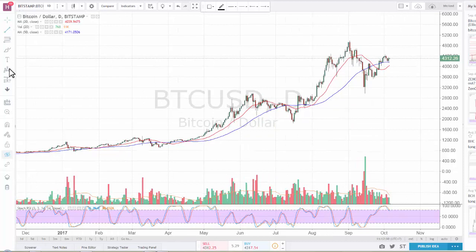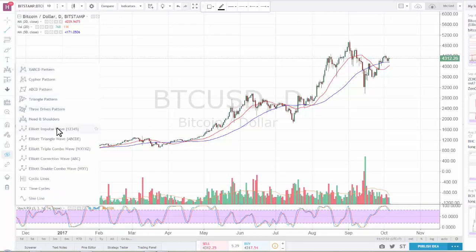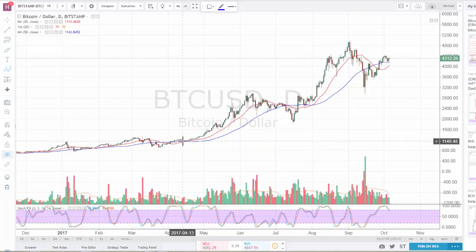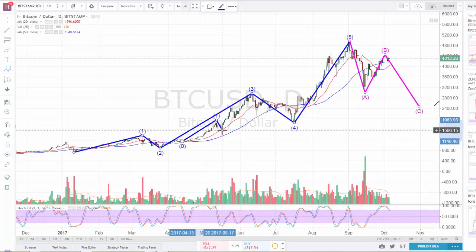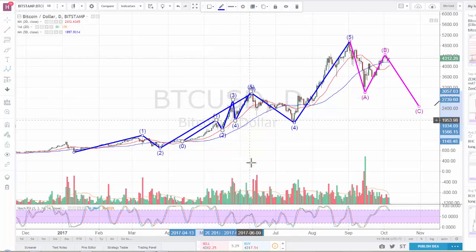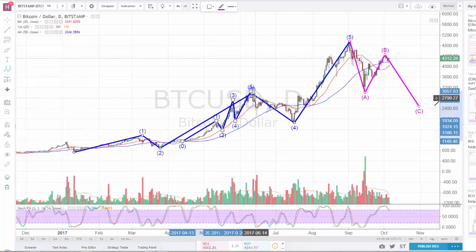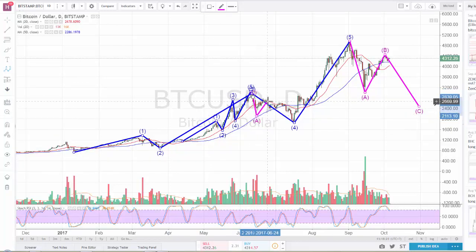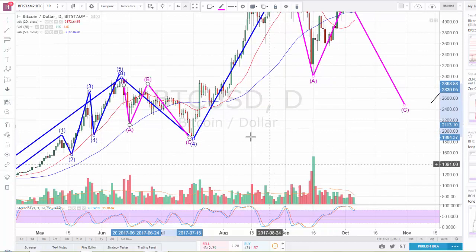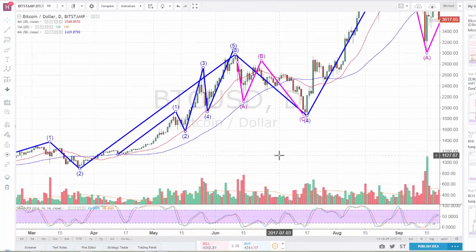So you can see here, I'm going to use the Elliott wave impulsive. From here to here, 1, 2, 3, 4, 5. This is a qualifying Elliott wave, and I'll tell you why. Okay, and from here we have the A, B, C correction.